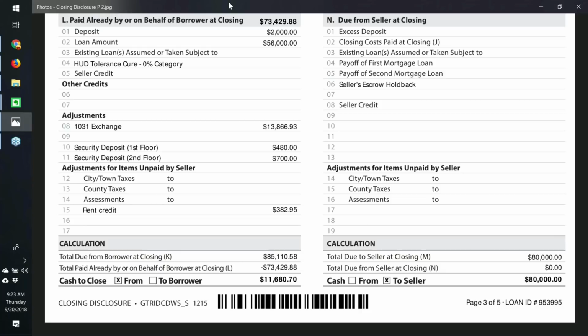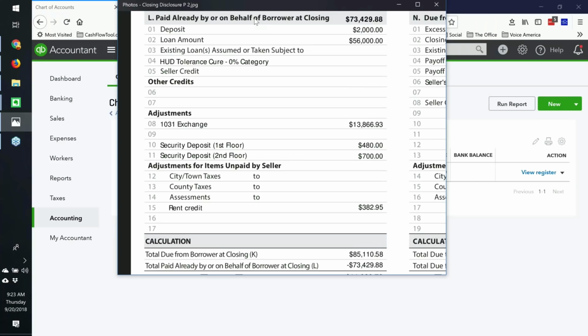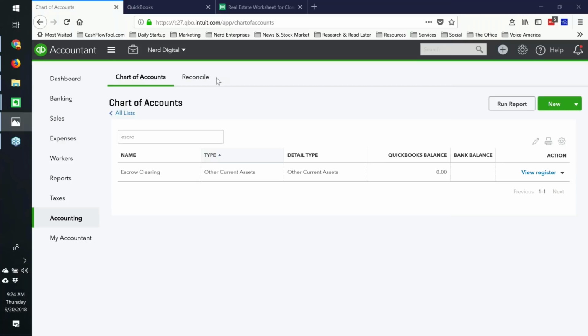So let me show you exactly what, first I want to show you how we handle the $2,000 payment, the earnest money deposit. That's what they call it when you put a deposit down towards the purchase of a property. They call it earnest money, right? It's a deposit in earnest, and that's a check that gets written to the title company, and that's what we're going to record into escrow clearing. So let's start there.